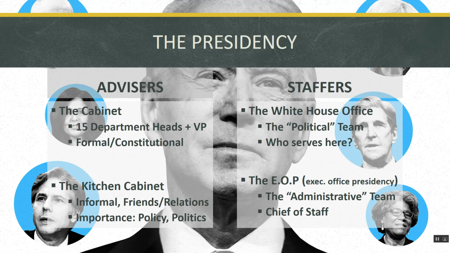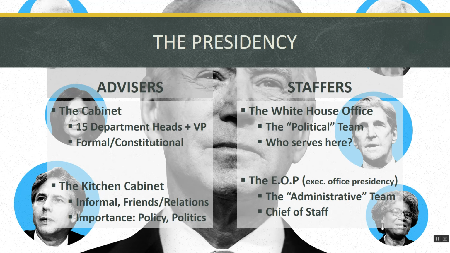On the advisor side of your screen, you'll notice that the first and the only formal and constitutional panel of advisors to the president is what we call the President's Cabinet, or simply the Cabinet. The Cabinet is the formal panel of advisors to the President established under Article 2, Section 2 of the United States Constitution, and comprised of the Vice President, plus the heads of the 15 Cabinet departments and any other individual appointed by the President. The Cabinet's role is to advise the President on any subject that he may require relating to the duties of each member's respective office.